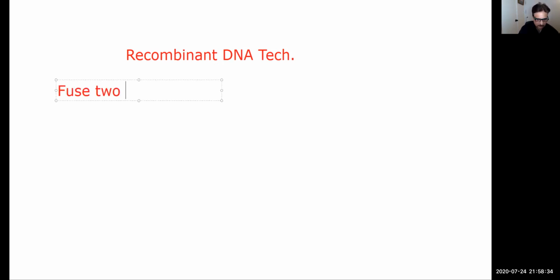We are going to learn about chapter 5, and this chapter 5 is about recombinant DNA technology. So the question arises, why is it called recombinant DNA? The reason it is called recombinant DNA is because we fuse two DNAs into one. And why do we do this?